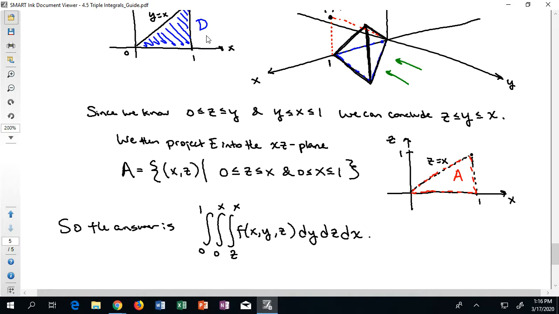Okay? This wraps up everything that we need to know about triple integrals when working with rectangular coordinates. In the next sections, we'll start to look at what happens if we introduce other coordinate systems.